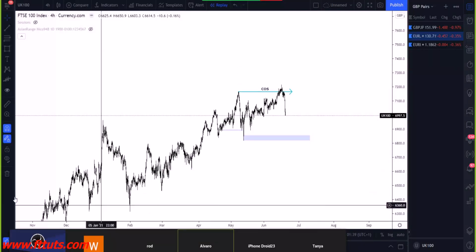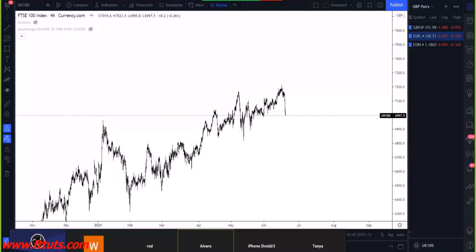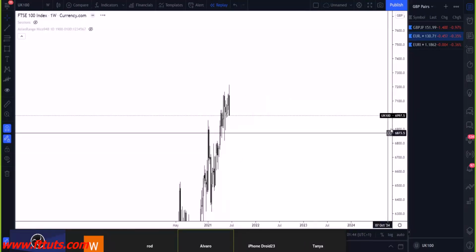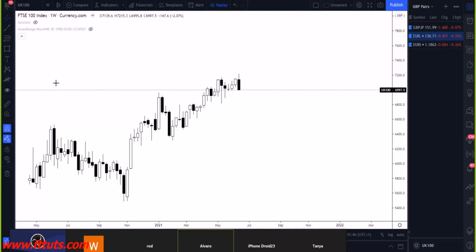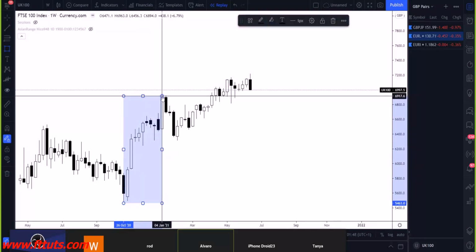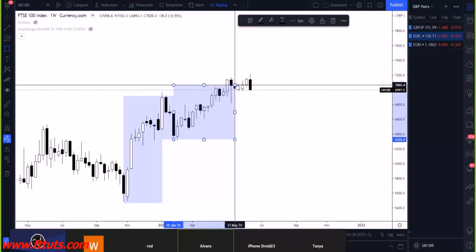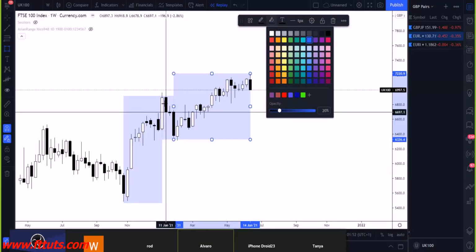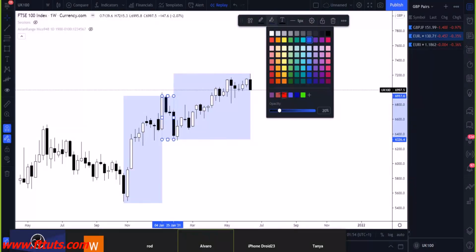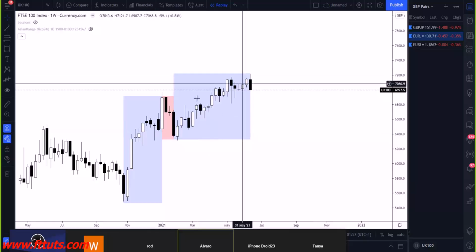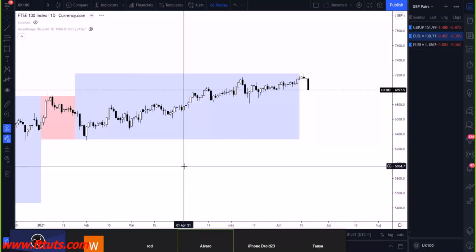Now you said mark up the expansion versus the retracement and all that. Well, let's go down to the weekly and let's just keep this simple. Now on the weekly, this is the major expansion, this is the retracement, this is the second major expansion. Let me make this red. Expansion, retracement, re-expansion.